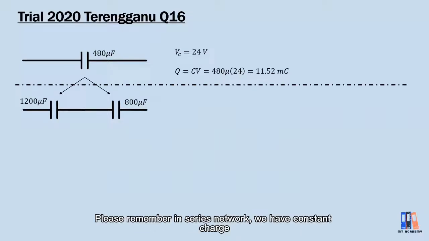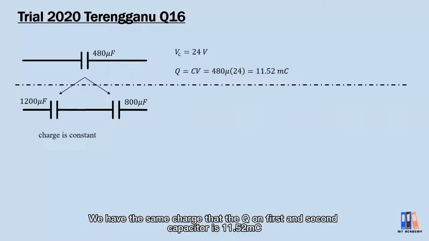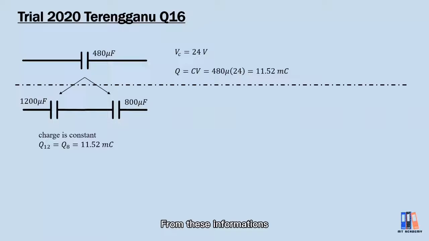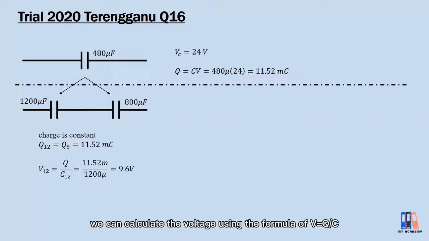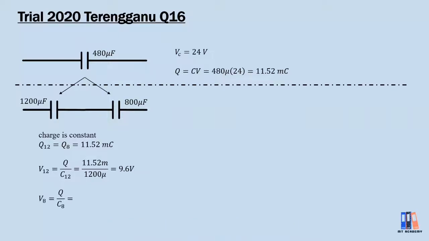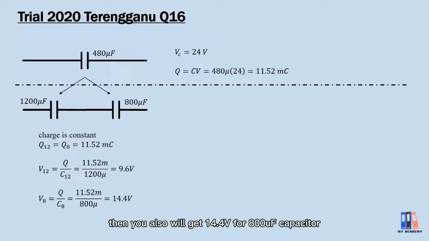Please remember, in a series network, we have constant charge. We have the same constant charge, so the Q on the first and the second capacitor is 11.52 millicoulombs. From this information, we can calculate the voltage using the formula Q over C, where you would get 9.6 volts for the 1,200 microfarad capacitor. And then you would also get 14.4 volts on the 800 microfarad.